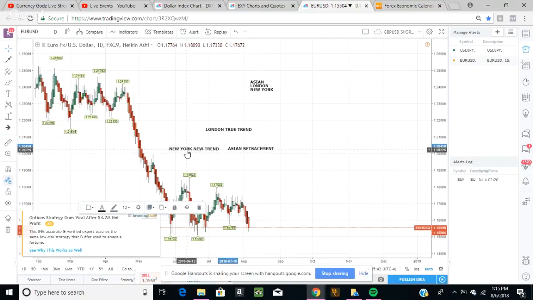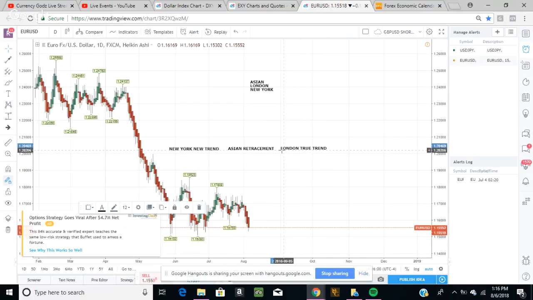And it starts a new trend. Then around 5 o'clock p.m., Asian session opens up. And now the market starts to retrace. Okay. Then you got 2 a.m. Now London session is open. Now the market starts to go through a true trend.